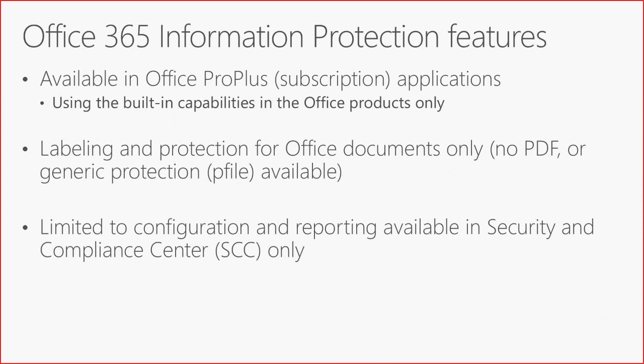The one exception is this slide here. If you're only using the built-in capabilities of the Office products, so you're on the subscription version of Office Pro Plus, and we've released the built-in version for Windows at that point, but on Mac, Android, and iOS. If you're only labeling and protecting Office documents, and you're only looking at the Security and Compliance Center for configuration and reporting, then you don't need the EMS license. I think in that scenario, depending on what you're doing, you'll require Office 365 E3 or E5, but I will caveat this by saying, please consult with your licensing expert, because that is not something I would take lightly.